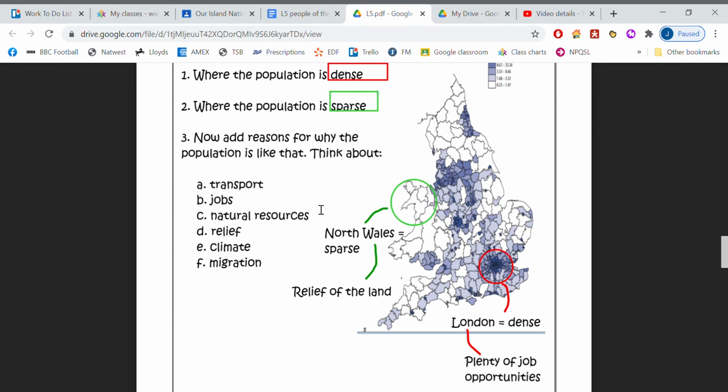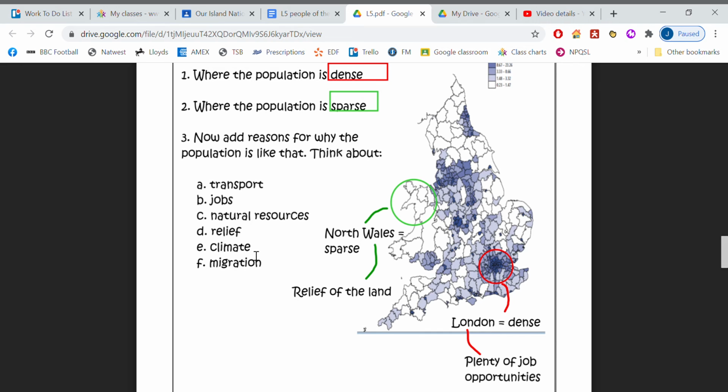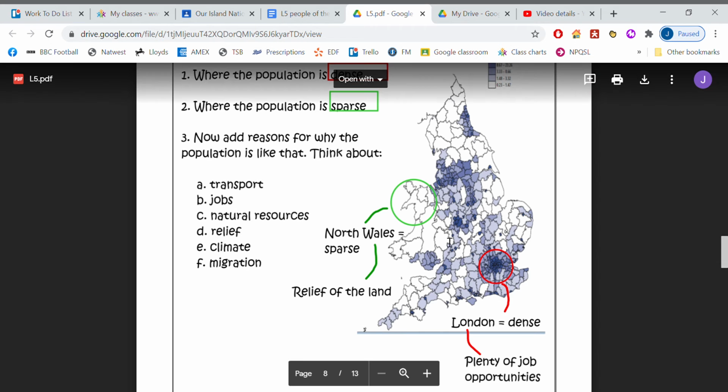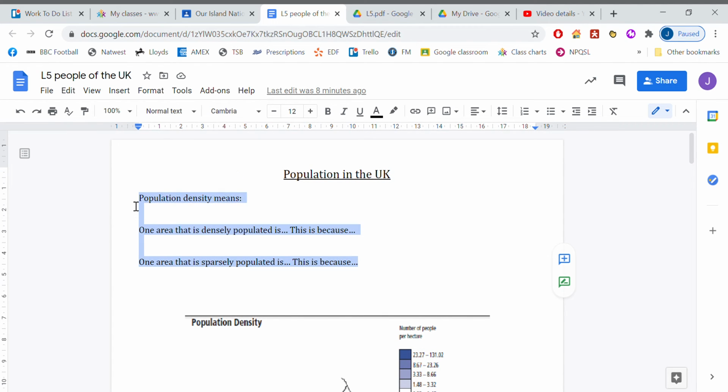So you might draw on last lesson looking at relief. You might think about what resources, how close they are to Europe, transport in those areas, for example in London. The climate, how much rain, okay, how cold, how warm it is. And where people might move to when they come to live in the country. Do they want to move to rural areas or do they want to move to cities? And you can answer those on your worksheet. If you're doing this as an async lesson, you could Google, why is London so densely populated? Why is North Wales not very densely populated?